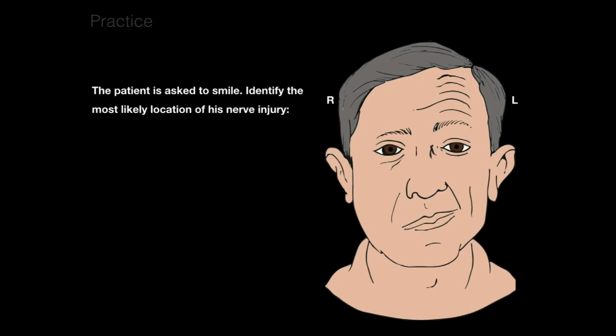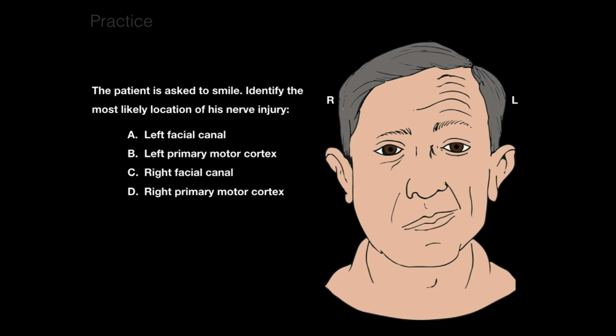This patient's asked to smile. Identify the most likely location of the nerve injury. There are the choices, so pause if you want here. Now I'm going to go through and answer this question, but pause if you want to think through this on your own. When I look at this, the patient smiles, I can see on the left they're smiling, but on the right there's no wrinkling of the forehead, the right nose is drooping, and the right corner of the mouth is down, which means it's all on the same side.